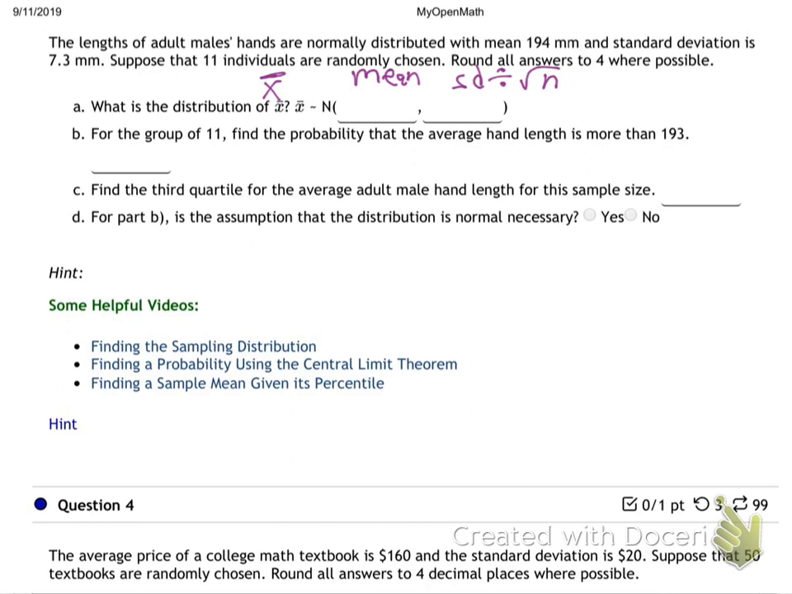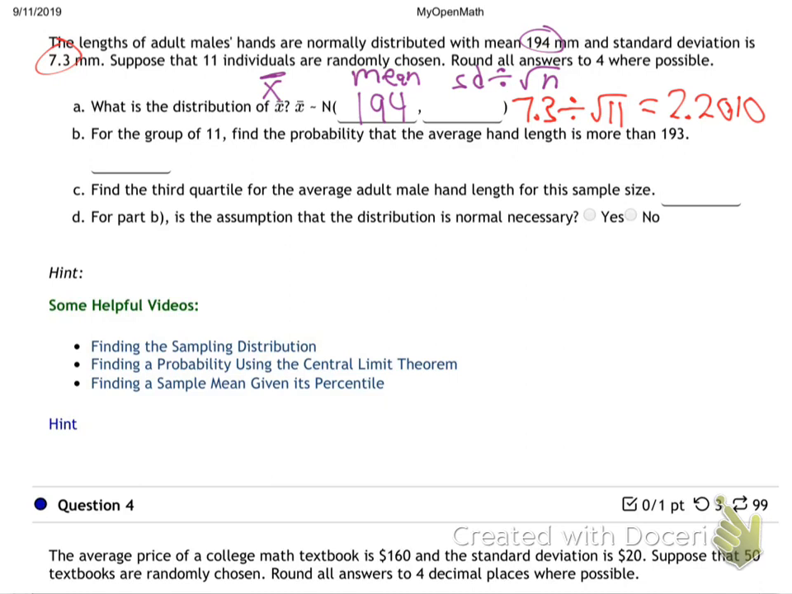So what's the mean? 194. What's the standard deviation? It's whatever the old standard deviation was, right there, 7.3, divided by the square root of 11. So whatever the calculator says on that. I'm getting 2.2012010.